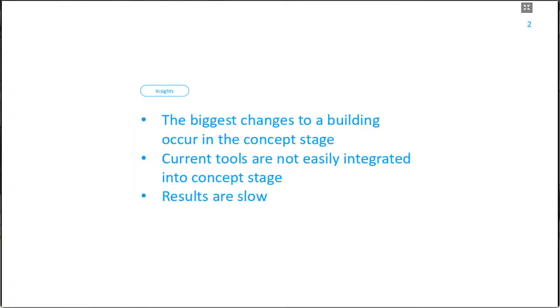So some quick insights from the literature review. The biggest changes to buildings occur in the concept stage of an architectural design pipeline. Current tools are often not easily integrated into concept stage. They often occur later, requiring input criteria which are often used during DA drawings. And as a result, it means results are slow.